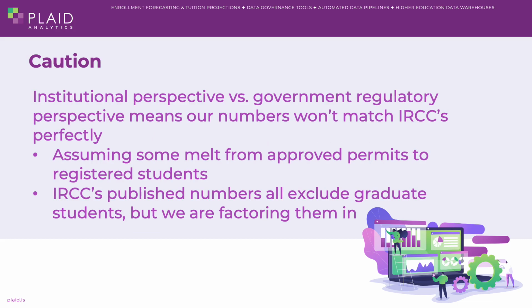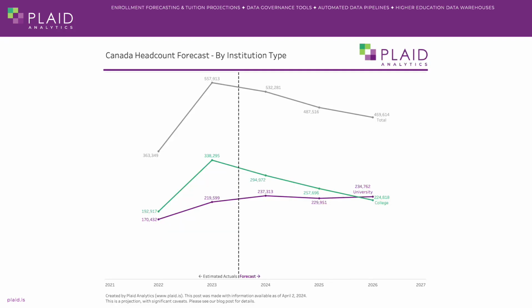Note that what we show here will not add up to IRCC because we're doing this from an institutional perspective, not a regulatory perspective. This being said, what we did expect is that headcounts would go down across the country, primarily driven by the college sector. The reason the universities are a little more stable is because master's, PhD, and other forms of graduate education are exempt from the caps. Now, this being said, news emerging particularly out of Ontario this week suggests that colleges will be better protected than we originally thought. So this is probably pessimistic, but time will tell.